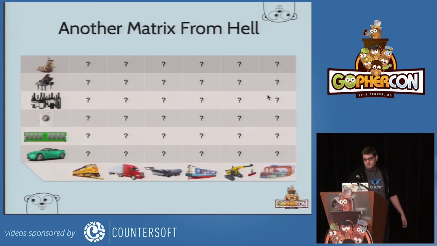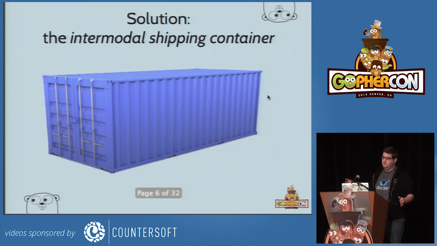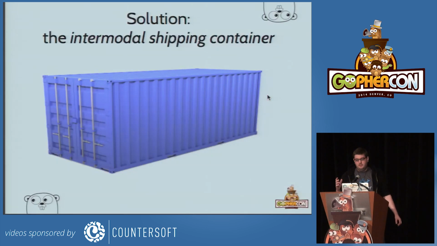And to solve this problem, we'll take a look at the past, at another matrix from hell, the matrix of shipping goods around the world. So when you want to ship, I don't know, French wine bottles around the world, you don't know if it will go by train, by truck, by boat, or anything. So how did we solve this issue?